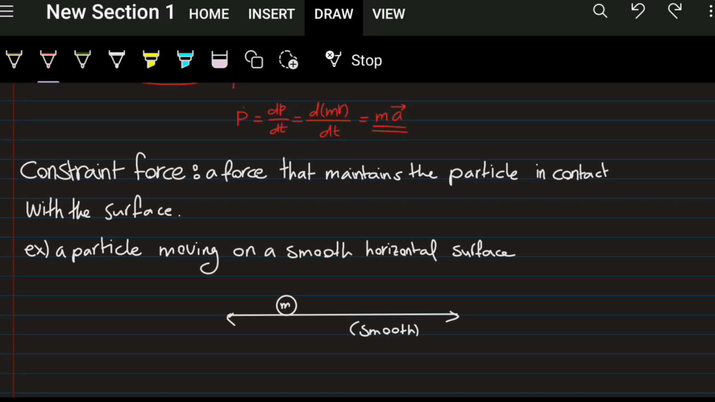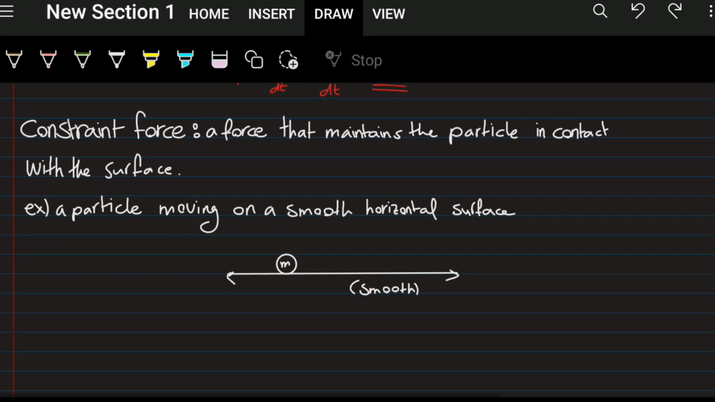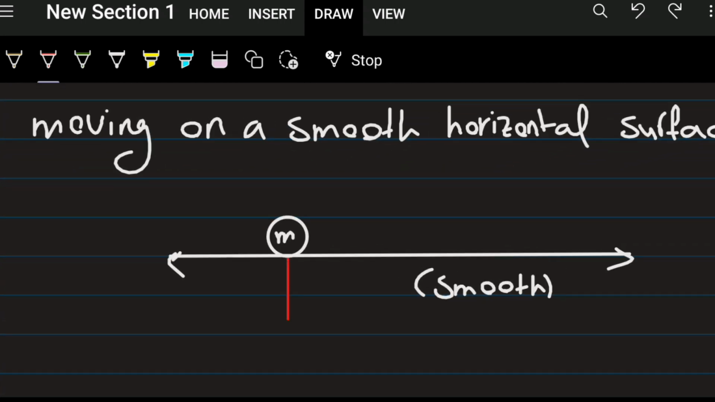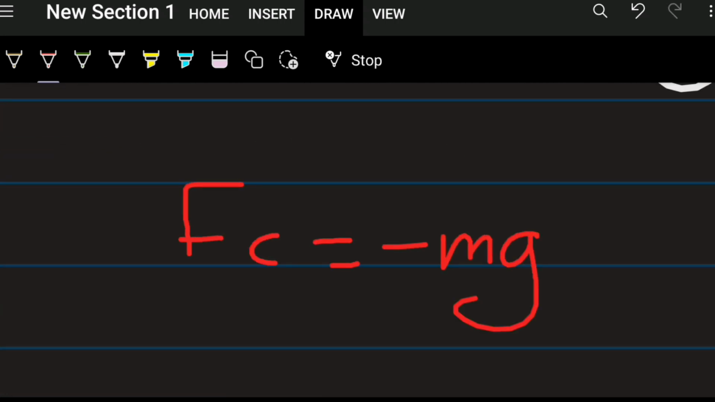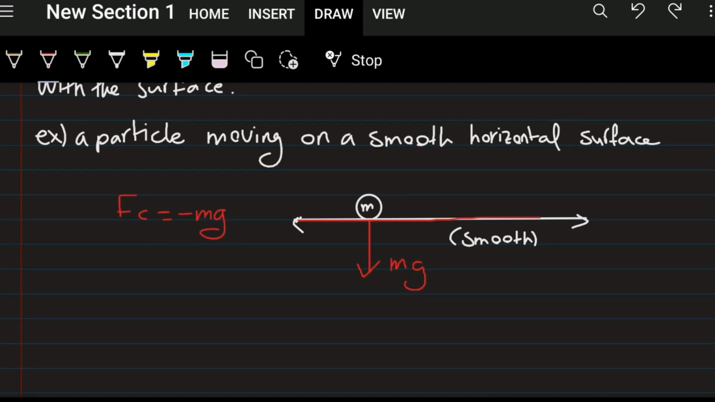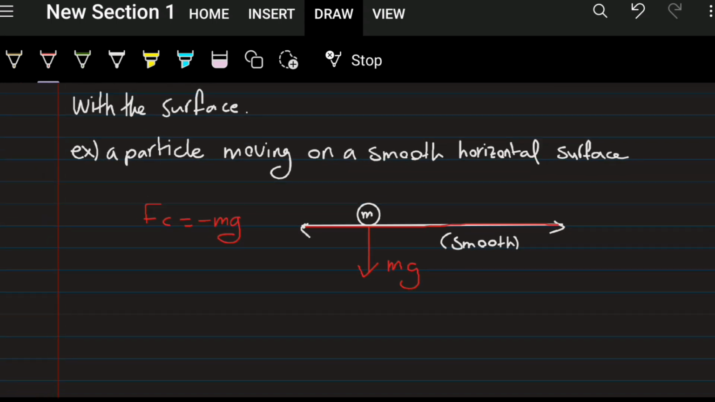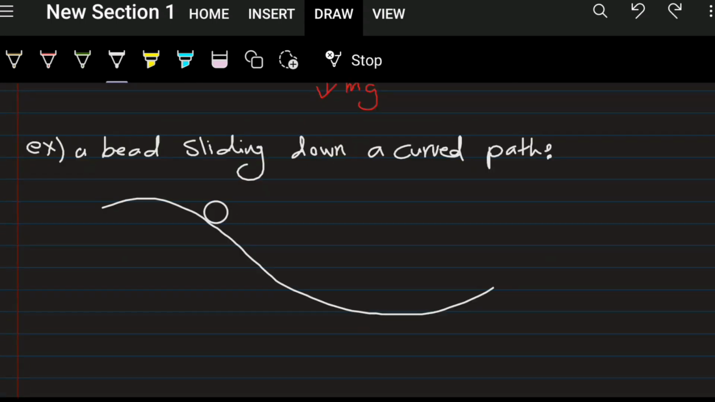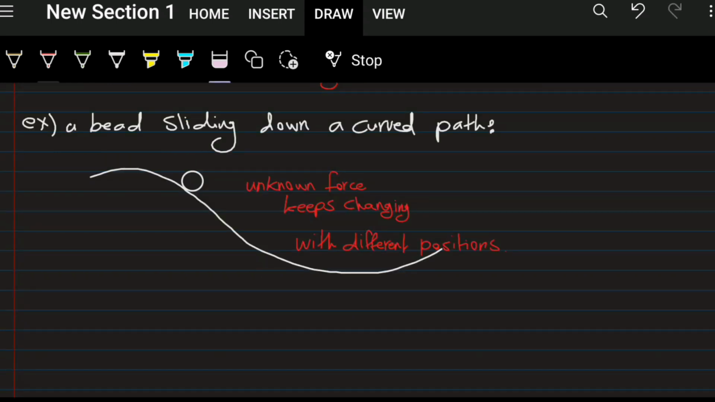For a particle that moves on a smooth horizontal surface, the force of constraint is simple, it's going to equal negative mg. The weight of the particle is what keeps it on top of that surface while it's moving. But if we look at another example, imagine a bead sliding down a curved surface. The constraint force here is not simple like in the previous one. Here it's unknown, and not constant. It keeps changing as the position changes. Which means here, it's different than here, and different there.